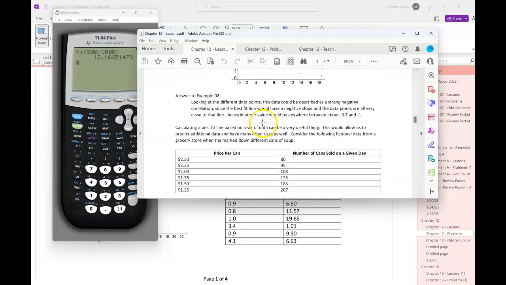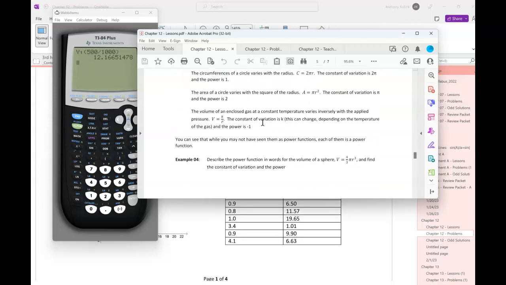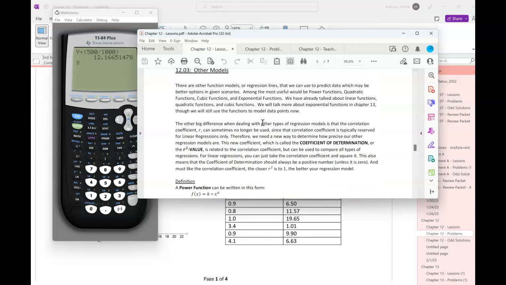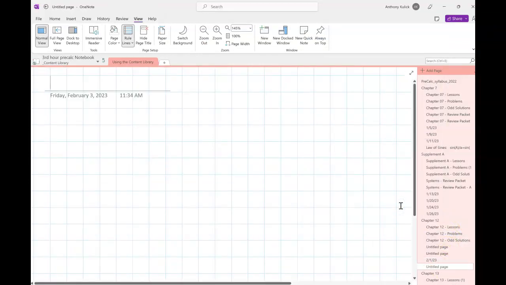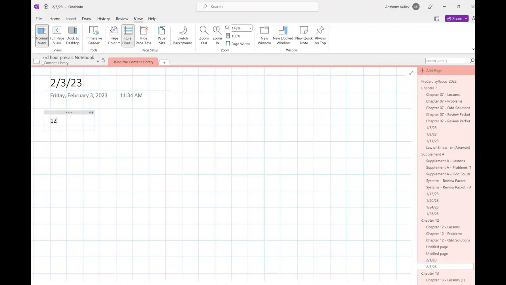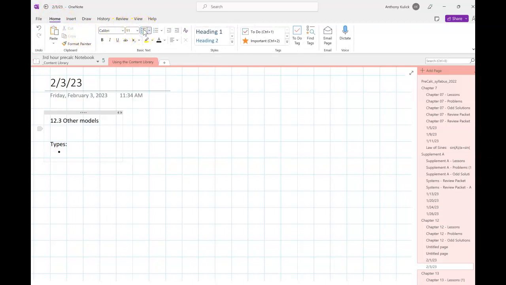So we've done correlation. We talked about linear regression. So linear models are not the only type of models that we can use to describe data. So we've talked about linear models. Today we'll talk about power models.